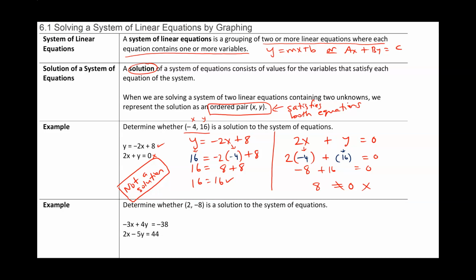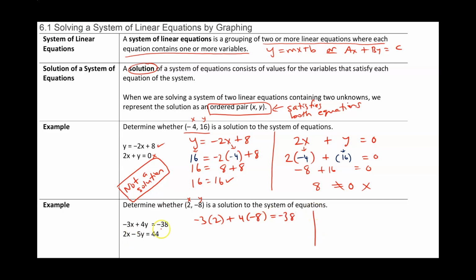Next example, determine whether the point 2, negative 8 is a solution to the system of equations. So we do the exact same thing. This time I'm going to go a little bit faster. Our x value is 2, our y value is negative 8. So we have negative 3x. Instead of x, I'm going to put a 2 there. And then plus we have 4 times negative 8. You want to know, does that equal negative 38?